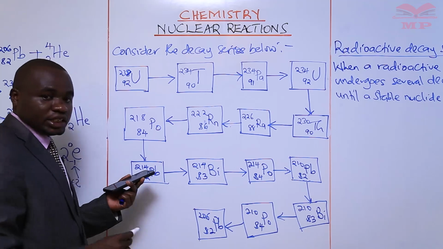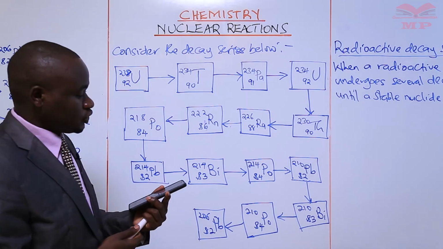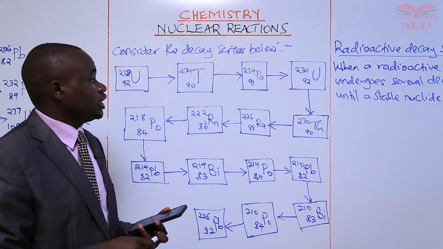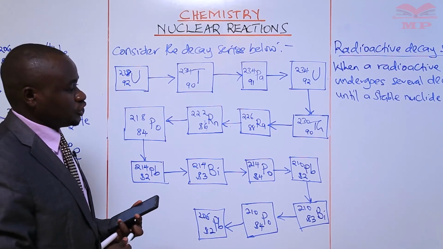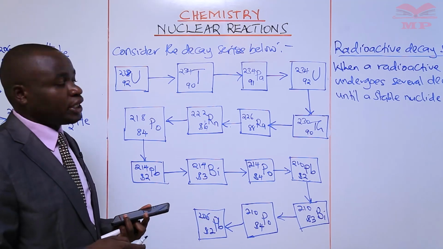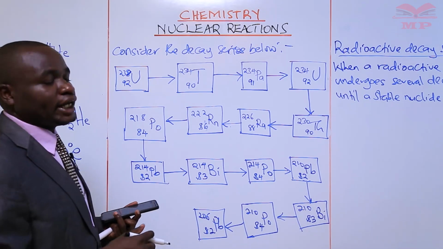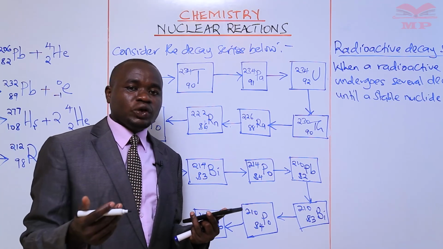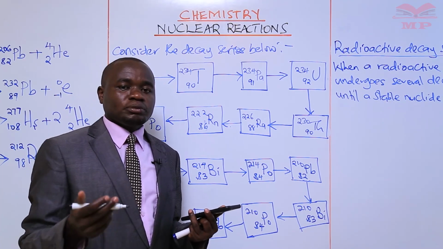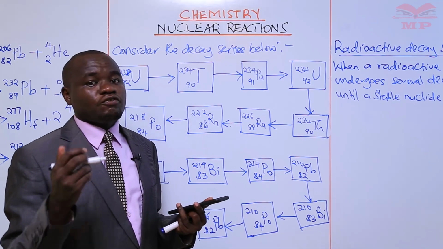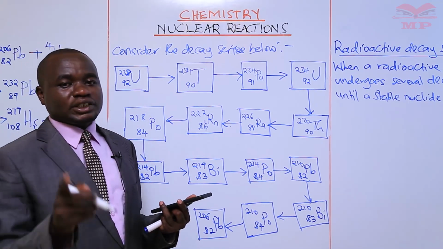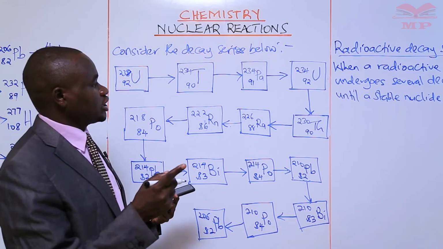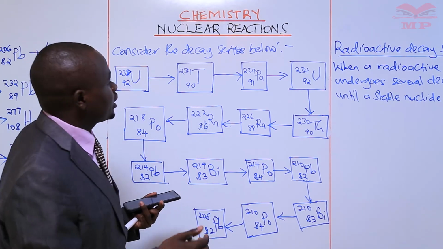So my dear candidate, I want us to use this radioactive decay series to identify the particles which are emitted at every single stage. So we said we do that by just considering the mass number and atomic number. We have seen if alpha is emitted, the atomic number will reduce by 2, but the mass number will reduce by 4. For beta, mass number does not change, but atomic number is increased by 1. So we just check the mass number and atomic number.